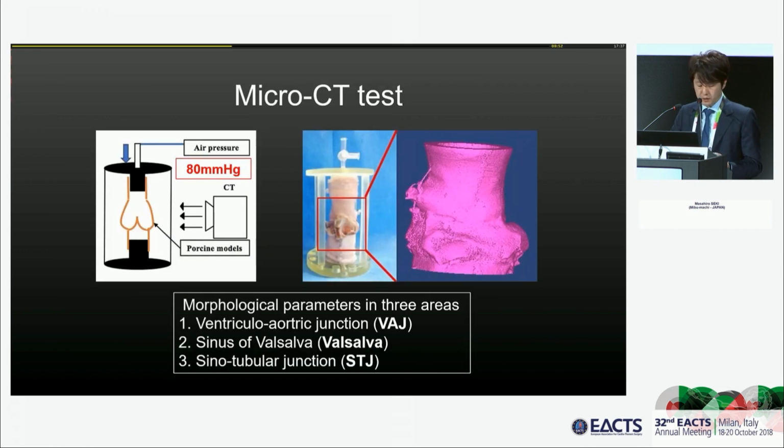After the pulsatile flow test for each VSRR, micro-CT examination was also conducted. To examine the three-dimensional morphological parameters during valve closure phase, an air pressure of 80 millimeter mercury was applied to the lumen of the models. The measurement was performed in 3 areas, which were the VAJ, Valsalva, and ST junction. Diameters were calculated from the cross-sectional parameters.